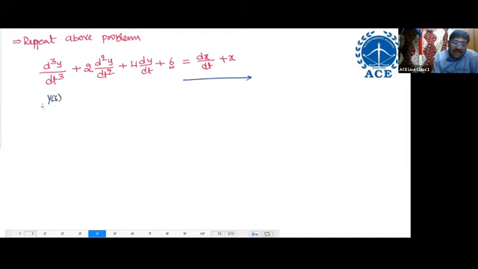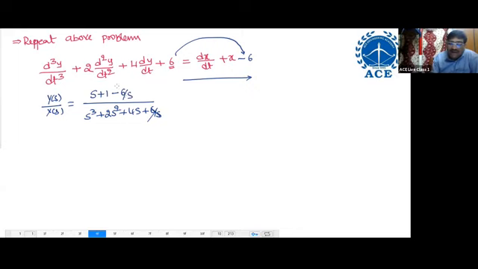What will we write? For example, some students used to write like this: (s plus 1) by (s cube plus 2s square plus 4s plus 6). Where will we write the 6? We will write 6 by s. It is wrong. If you write 6 by s here, I can take it to the other side and it will become minus 6. That means you can write minus 6 by s. Wrong. First of all, you cannot define it. The given system is non-linear. Transfer function is not defined.